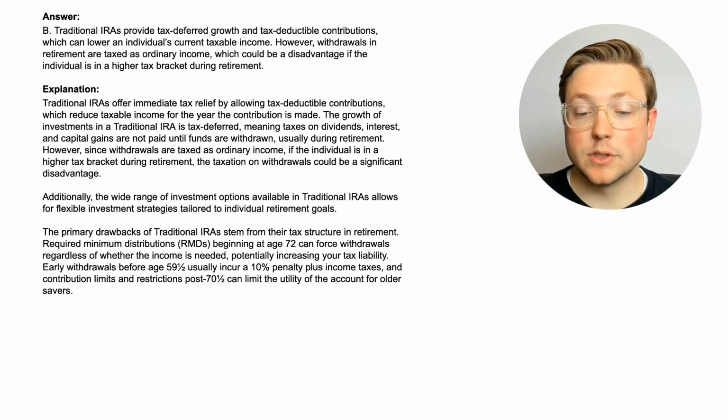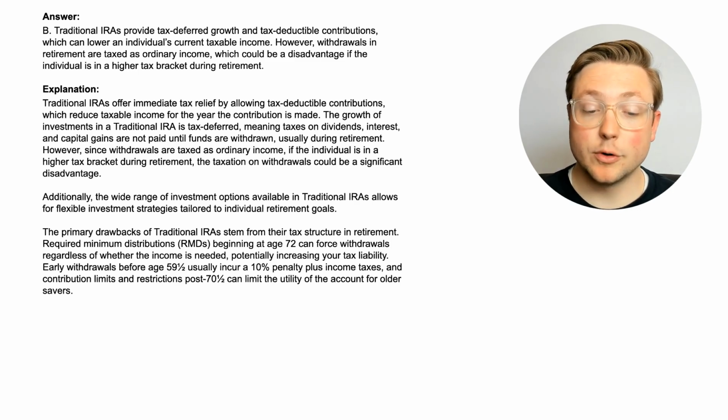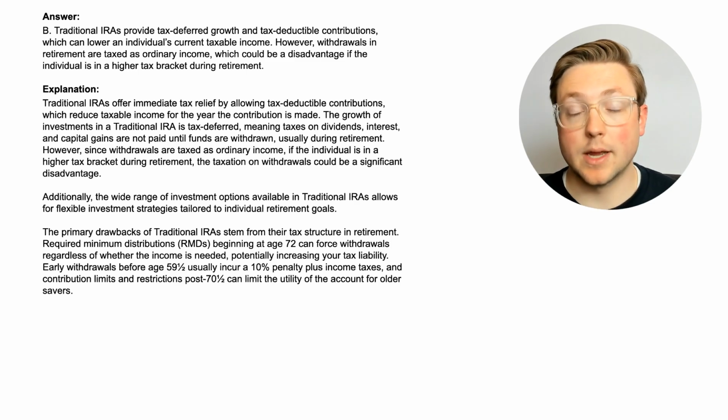Required minimum distributions, or RMDs, beginning at age 72 can force withdrawals regardless of whether the income is needed, potentially increasing your tax liability. Early withdrawals before age 59 and a half usually incur a 10% penalty plus income taxes, and contribution limits and restrictions post 70 and a half, and that's the age, can limit the utility of the account for older savers.